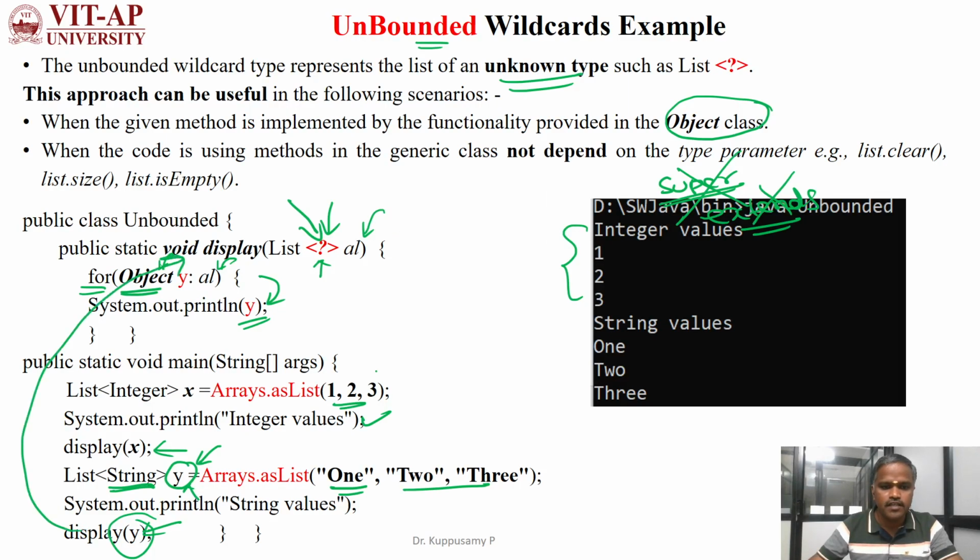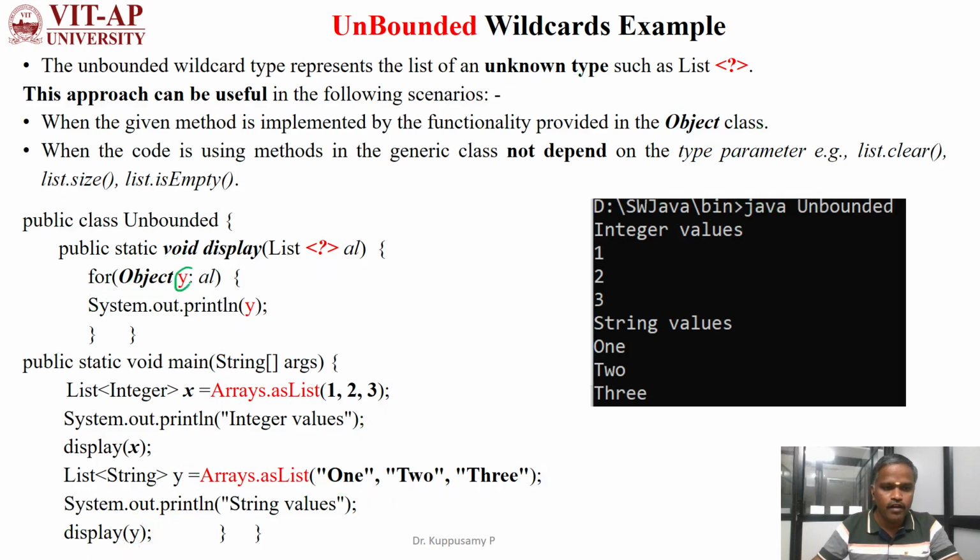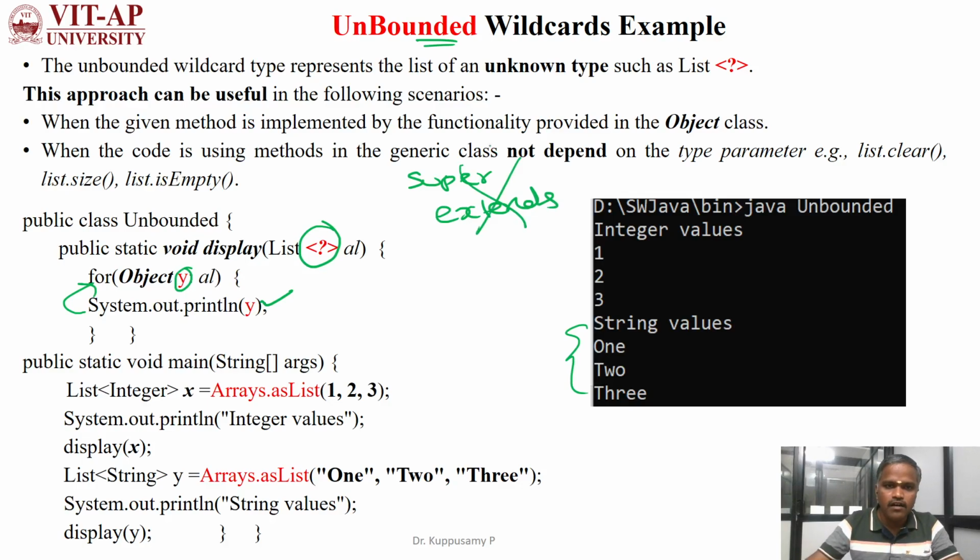Now it is receiving all three string values. Those are passed to the object class variable y. Then y is printed one by one using the repetitive index values. So the string values are printed here. We are observing that we are not using the super keyword to represent the lower bound, and we are not using the extends keyword to represent the upper bound. So this is called an unbounded wildcard. Simply we are using the question mark symbol inside the program.